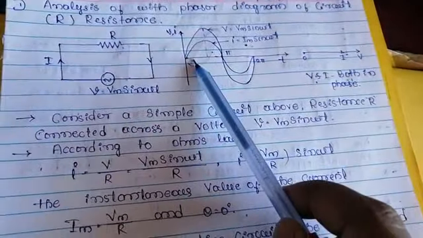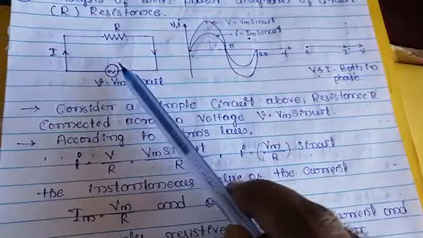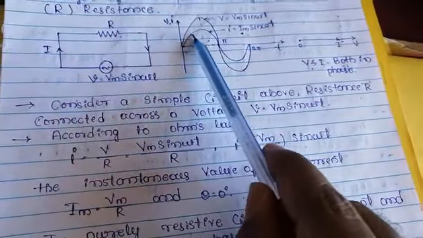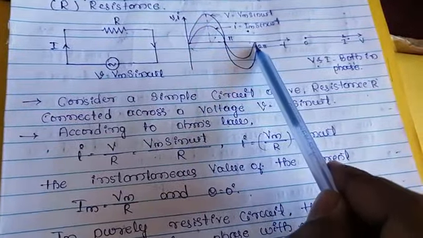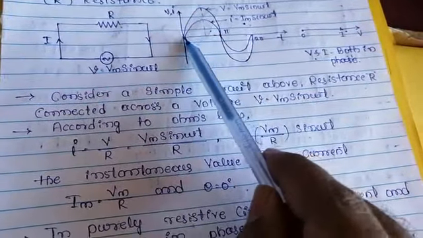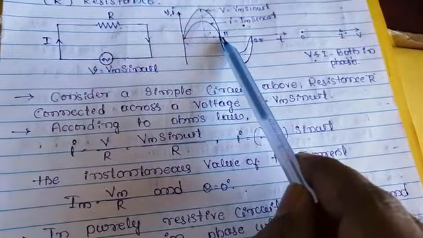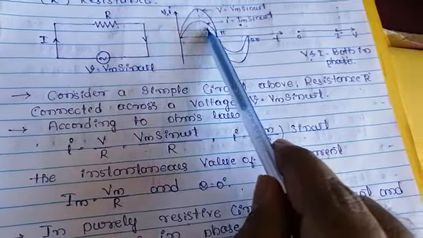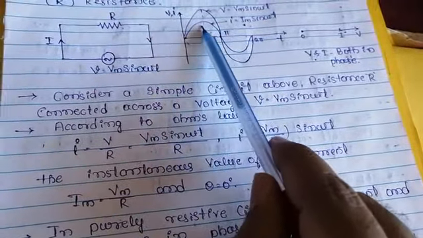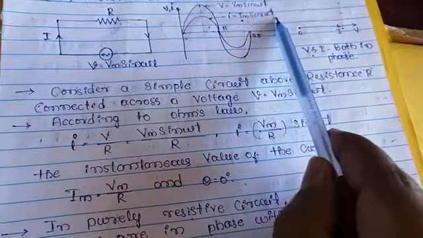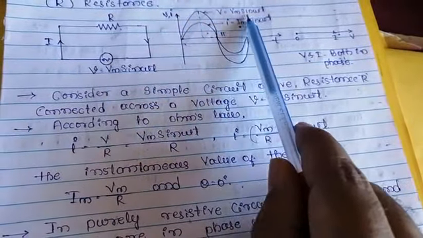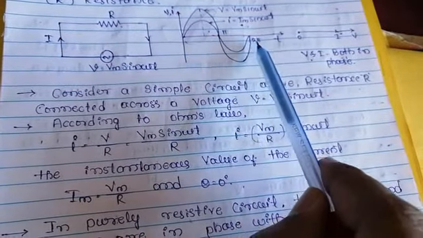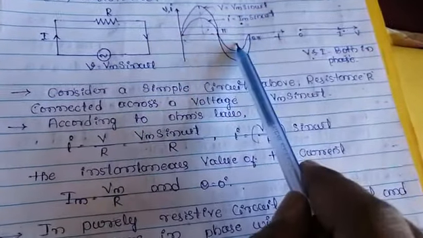In the second part, we have to see the waveforms in the resistor circuit. The current and voltage waveforms meet at the same angle, the same point. See here, it is initially 0. This is the current waveform and this is the voltage waveform. Current waveform i = Im sin ωt, voltage v = Vm sin ωt, where π means 180 degrees and 2π means one cycle.